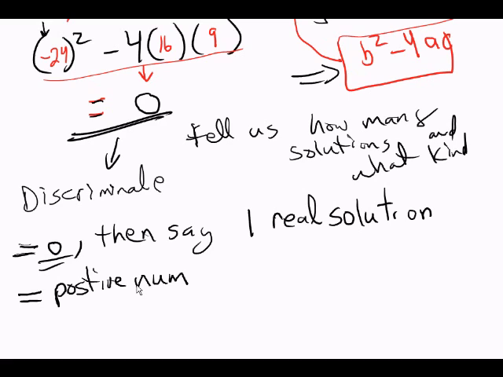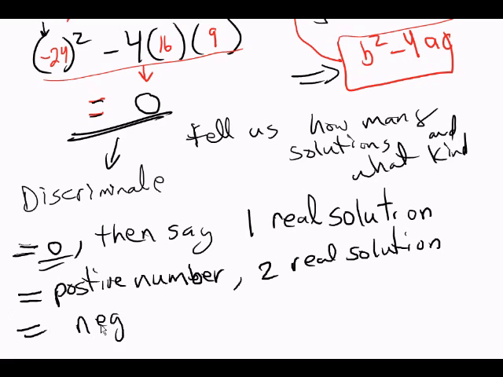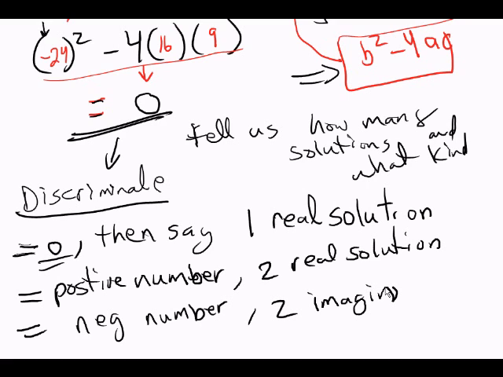If your discriminant is a positive number, you're going to have 2 real solutions. And if your discriminant is a negative number, you're going to have 2 imaginary solutions.